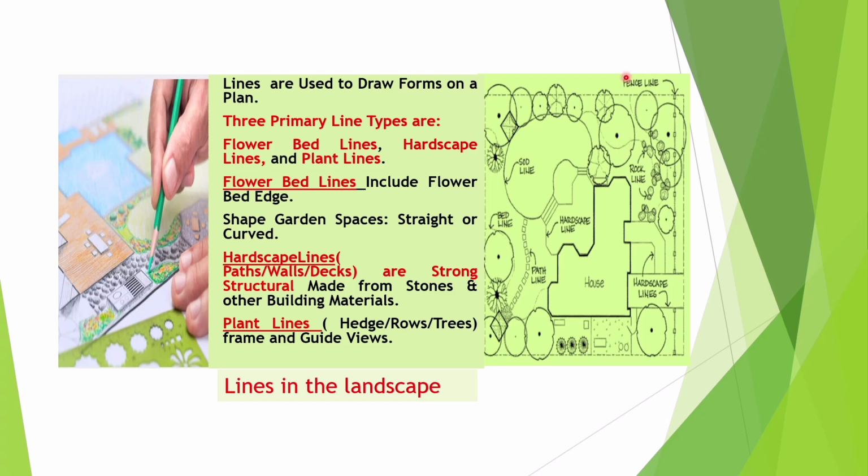And externally you can have a fence line, which is covering the whole area. So different lines are being made. Primarily they are of three types. One is the flower bed lines which you are making on the beds, the second is the hardscape lines, and then the third is the plant lines which are making the frames.